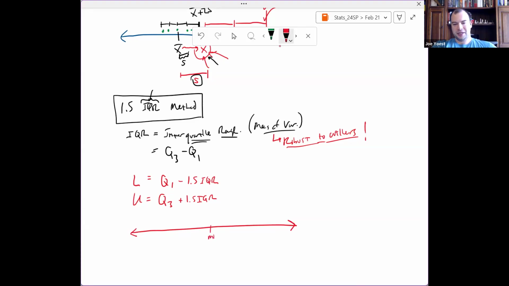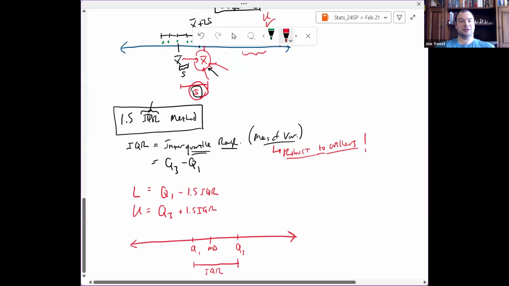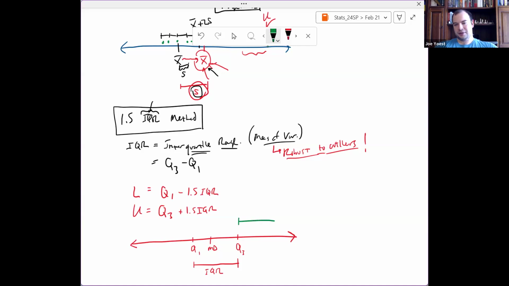So what does this look like? We have our median here that we're not really going to use for this calculation. We have, say, Q3 and Q1 that are not necessarily symmetric about the median. And we have this distance, which is an IQR. This is analogous to our standard deviation up above. If I go Q3 plus 1.5 IQRs, and Q1 minus 1.5 IQRs, this gives me a lower and upper bound.